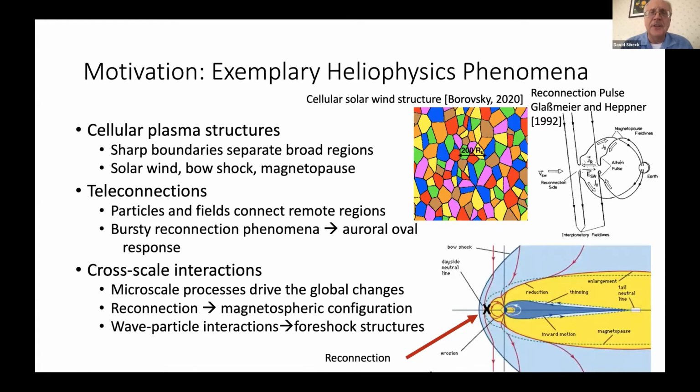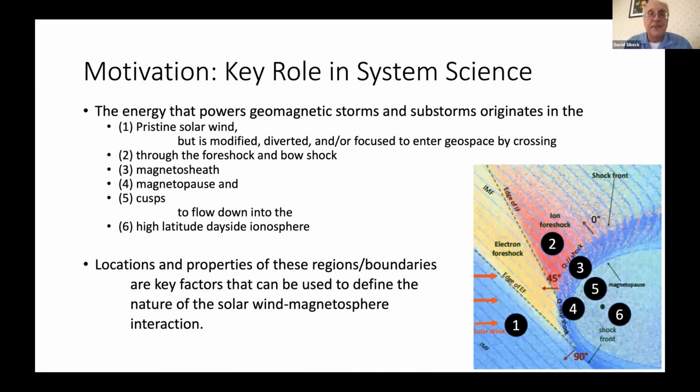Cross-scale interactions, another unique feature of our discipline. Things that happen on the tiniest of scales, on electron gyro radii, like reconnection at the subsolar magnetopause, can ultimately lead to a complete reconfiguration of the Earth's magnetosphere, placing boundary layers and plasma regimes in different places, changing the size and shape of the magnetosphere.